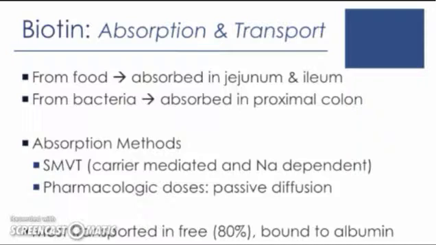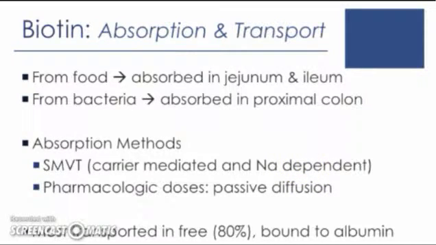We see different mechanisms of absorption. At physiologic doses, we see absorption through this SMVT carrier through the small intestine in the jejunum and the ileum, so the brush border of the enterocytes in the jejunum and the ileum. We saw previously that the SMVT carrier is also used to absorb pantothenic acid, so we're going to see that also occurring with biotin. Pharmacologic doses, so very high doses of biotin, will see absorption through passive diffusion, but the primary method of absorption is going to be through this SMVT, sodium-dependent carrier.